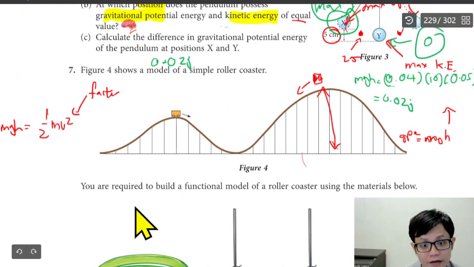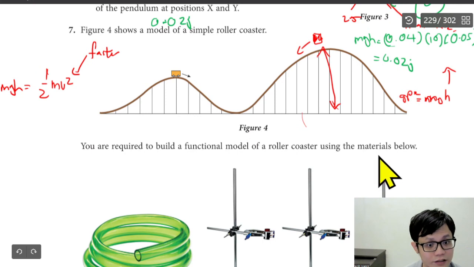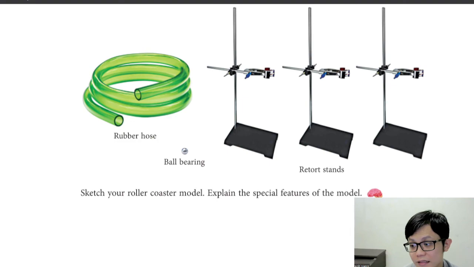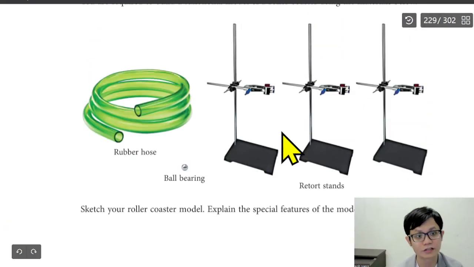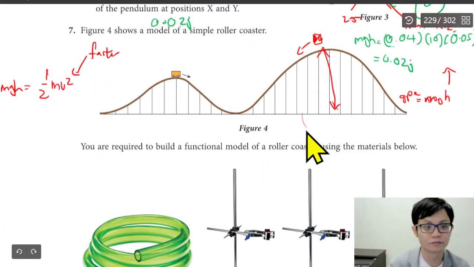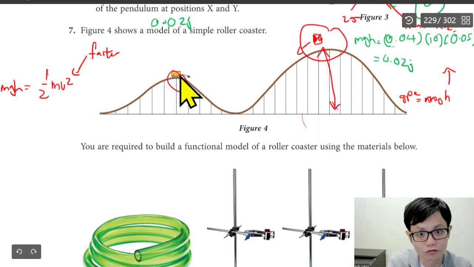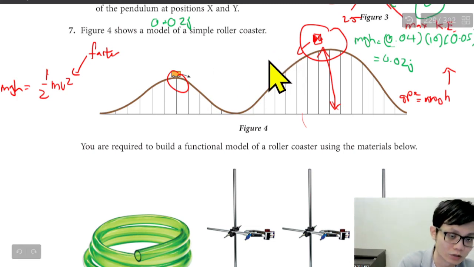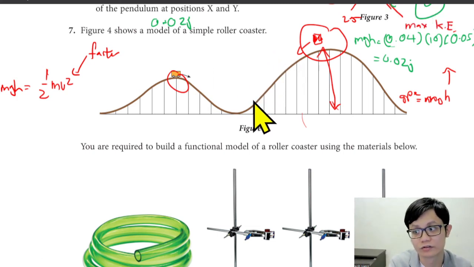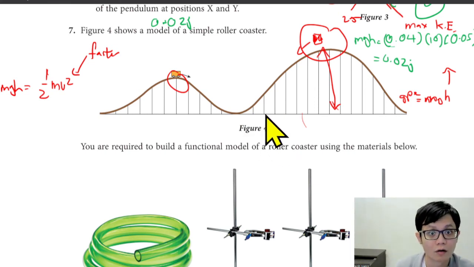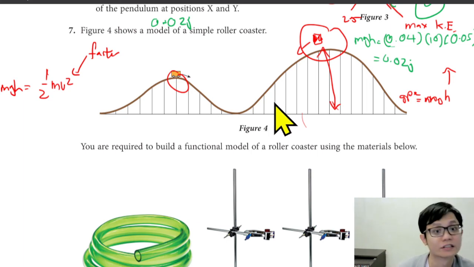You are required to build a model of a roller coaster using materials. If you have a ball bearing, put the ball inside, sketch your roller coaster and explain its features. Basically, this one you do by yourself. You need to sketch, but just make sure it's higher. The concept is you must put it high, then go low. You cannot go low then high, it just doesn't work. You want it to be faster, so you make it higher. Then at first it will have more potential energy.